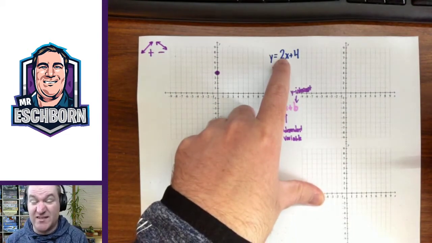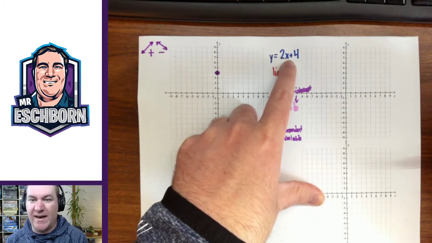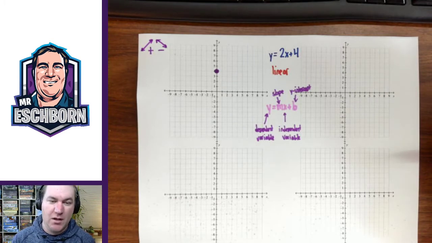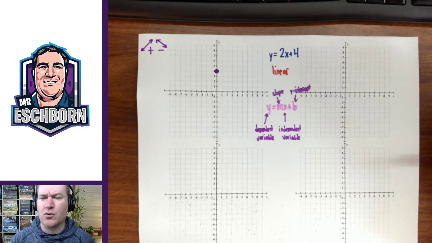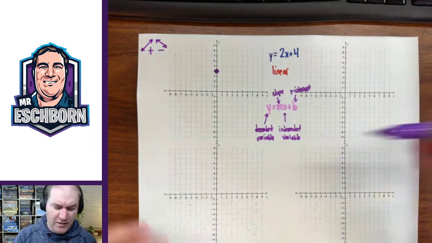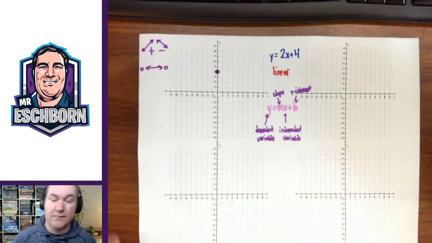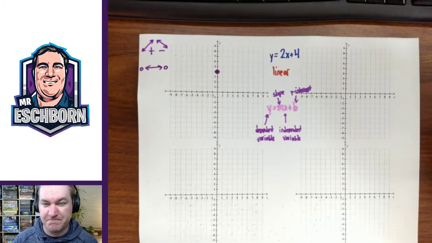If this number were a 0, then that means that this line would have no slope. A line with no slope is horizontal. Think about it. If your floor in your house has no slope, then it's just a horizontal line, has no steepness.